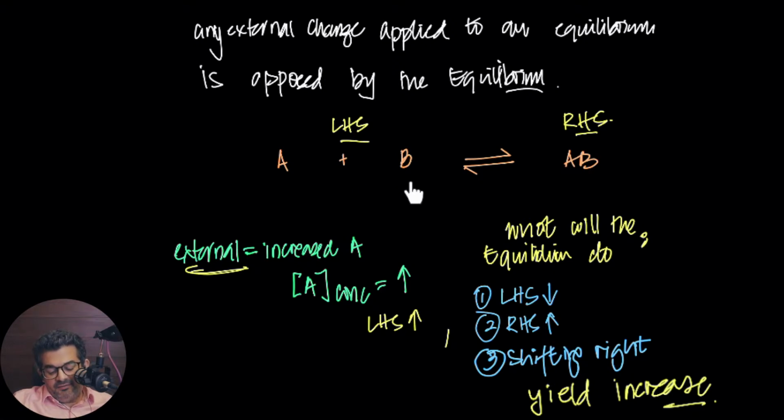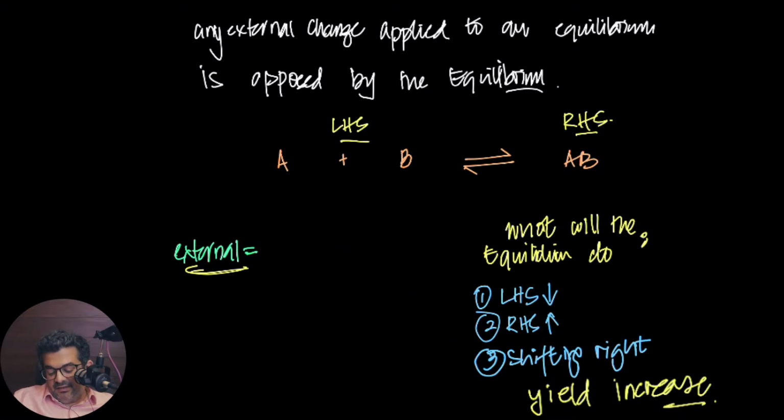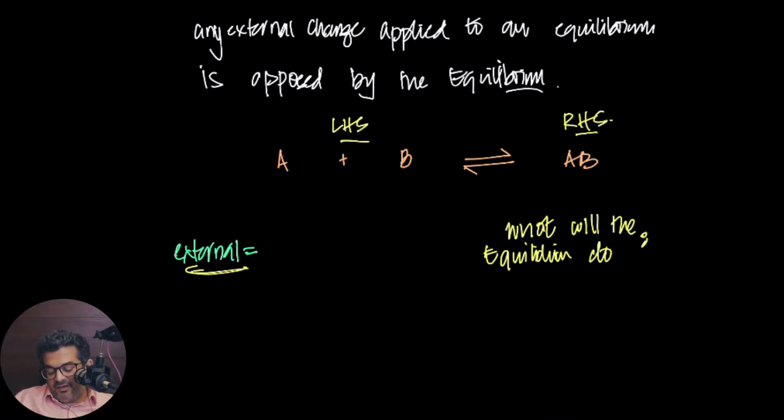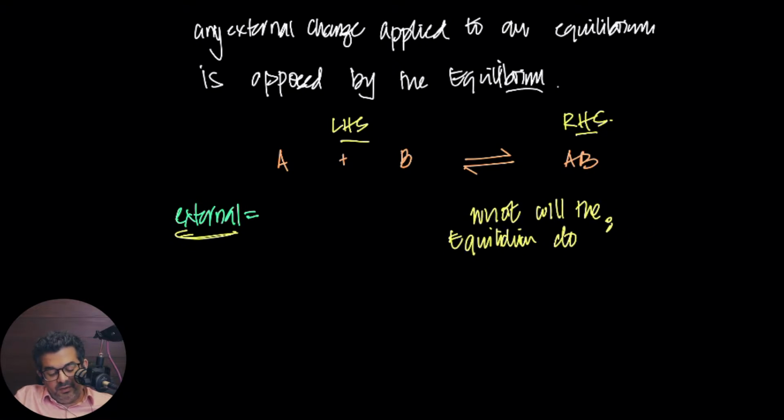Now, what if I change the scenario? Let's take the same thing. Now I change my scenario. I delete all of this and I delete all of this. So I've got the external, which I should move a little on top. And I've got what would equilibrium do? So I've got two regions. Okay. So now let's do something else.